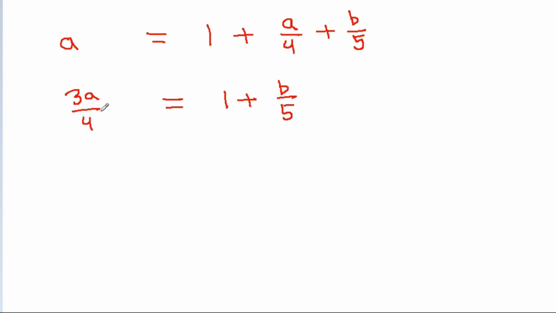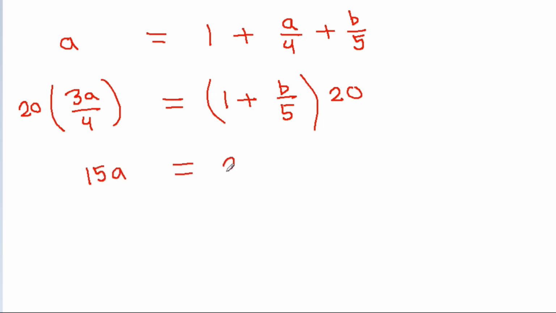And if we multiply both sides with 20, then 20 by 4 is 5 times 3a will be 15a is equal to 20 plus 20 by 5 is 4b. Suppose this is equation 1.